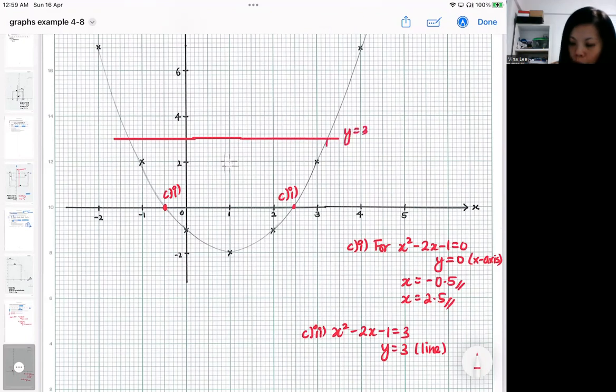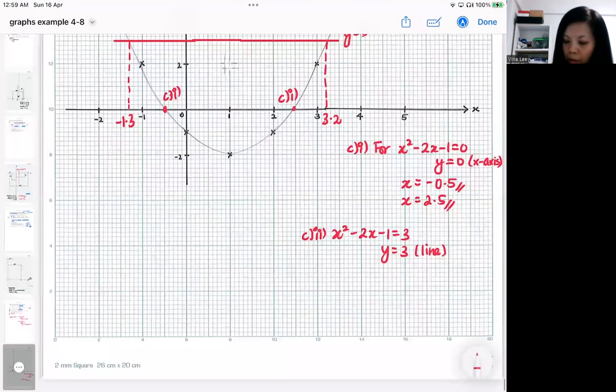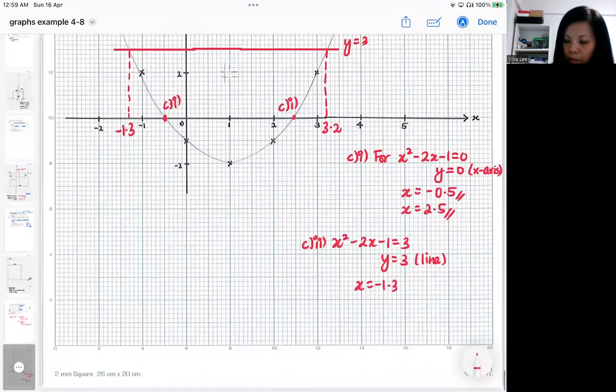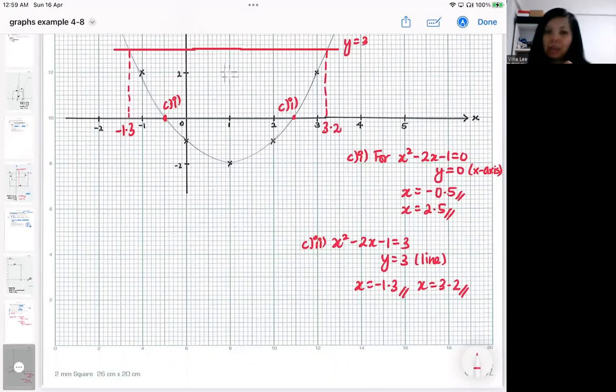And then you look for the solution. The solutions are the x values. So x will be minus 1.3 and x will be 3.2. So when they say solutions, they are asking for x. And the x is like an intersection, a meeting point.